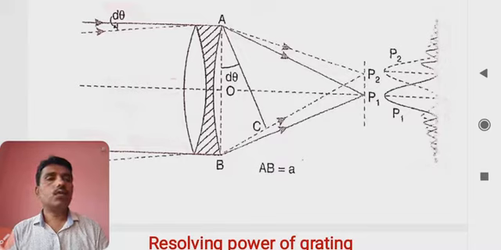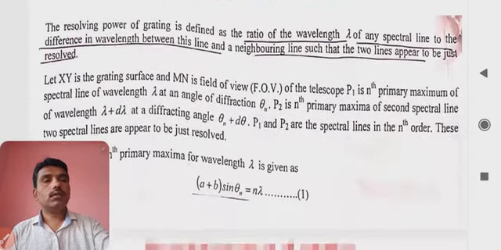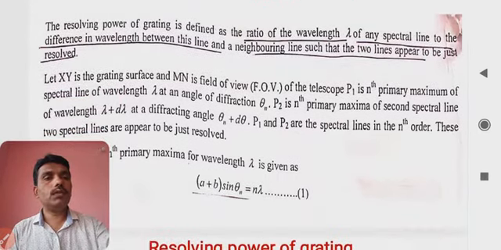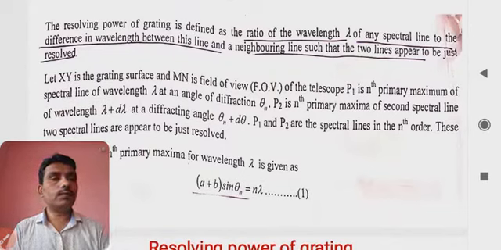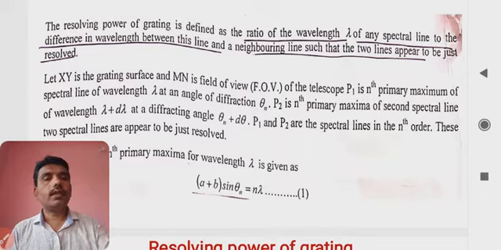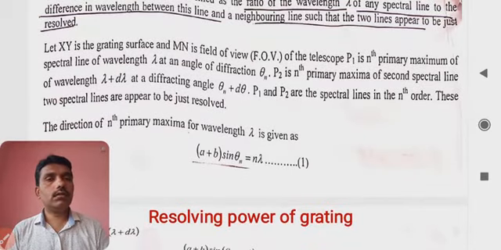No doubt MN is the screen, XY is the grating surface, and the field of view is MN. P1 is the nth primary maxima of the spectral line of wavelength lambda, and P2 is the nth primary maxima of the spectral line of wavelength lambda plus d lambda, the nearer next spectral line, at a diffracting angle theta n plus d theta.